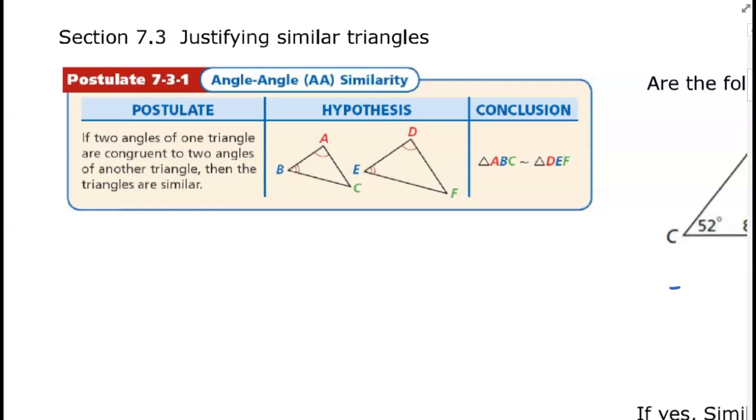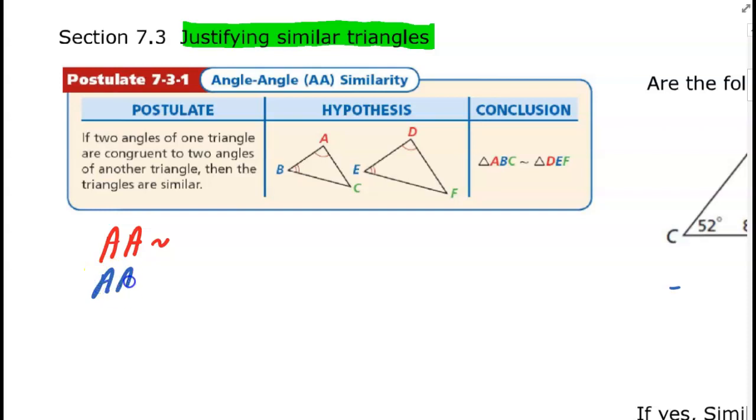Hello geometry students. Today's learning target is to talk about the three ways to justify similar triangles. The first way to justify similar triangles is called angle-angle for similarity. If two angles are congruent to two other angles in the second triangle, then the triangles are similar. Some people call this angle-angle-angle for similarity.